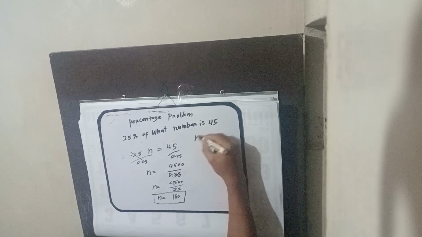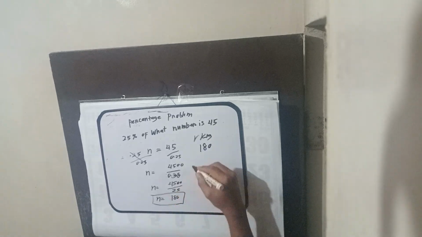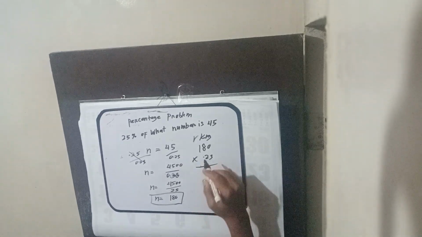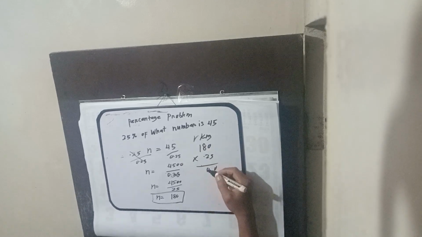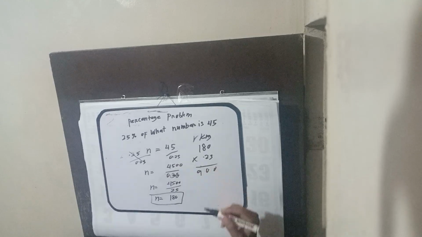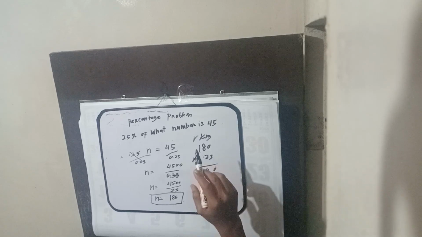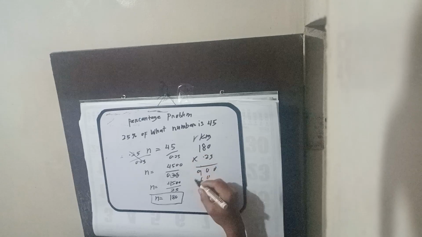Check natin. So 25% of 180 is 45. So check natin guys. Checking tayo guys. Checking, okay. 180 times 0.25. So 0, 900, tama ba ako? Then 0, 16, tsaka 3.